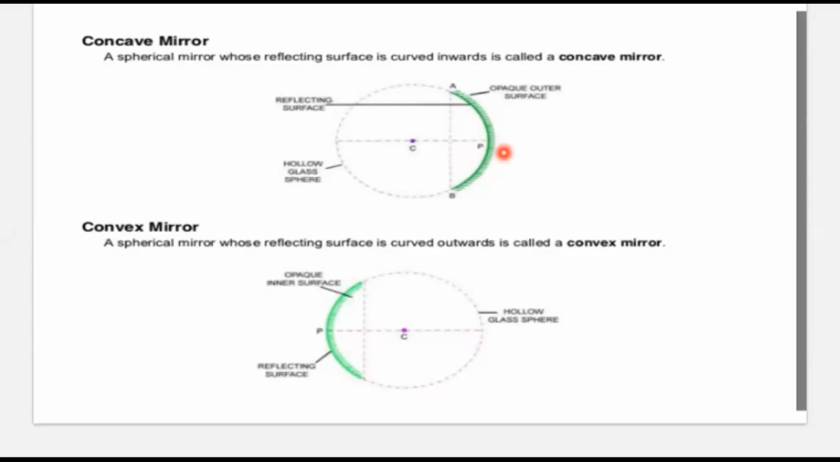If you notice, both of them are being derived from the same sphere, depending on the coating of the silver or the aluminium that is being made. If the coating is being done here like this, then the inside surface would act as a reflective surface, and if the coating is being done here, coating of aluminium, silver, then the outer surface will act as a reflective surface.